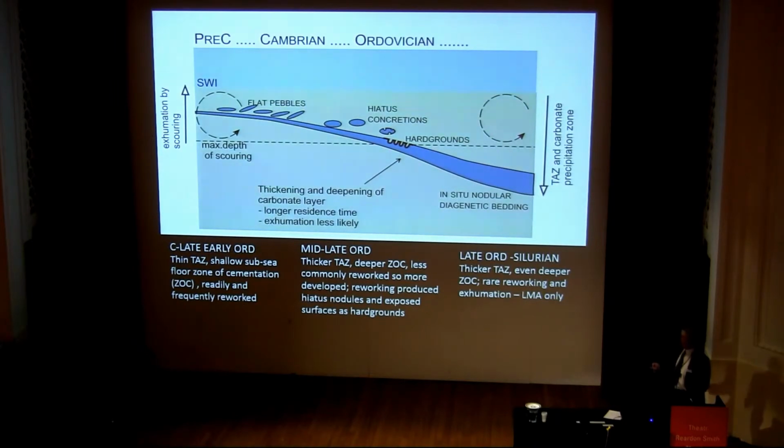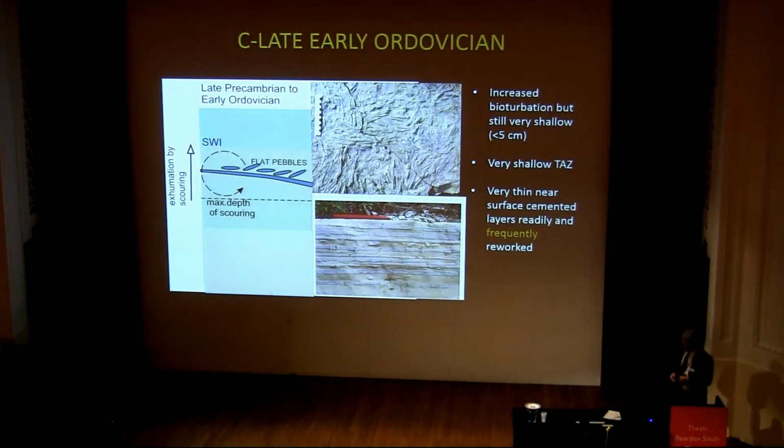But then towards the end of the Ordovician, when we know the burrowing depth is more significant, the tiers moved down, the zone of cementation moved down, to such a point where it very, very rarely got exhumed or reworked to produce diagenetic bedding. And also a manifestation of all this is that the thickness of many of these individual precipitated carbonates will increase with time. So, again, to put some pictures to it, we're talking about the late Cambrian, early Ordovician.